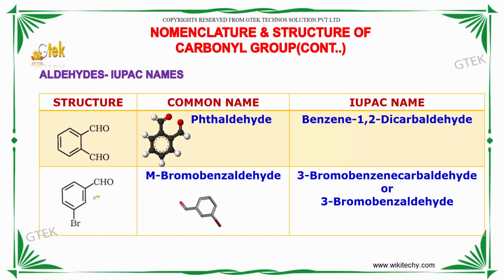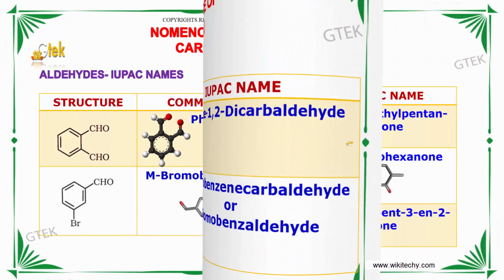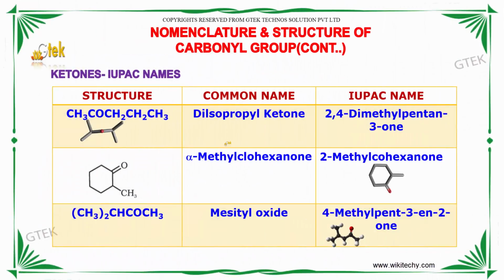Similarly, this structure where bromine is at the 3rd position of the benzene ring, its name would be meta-bromobenzaldehyde or 3-bromobenzenecarbaldehyde, or it can also be termed as 3-bromobenzaldehyde. Now let us study the structures of ketones.